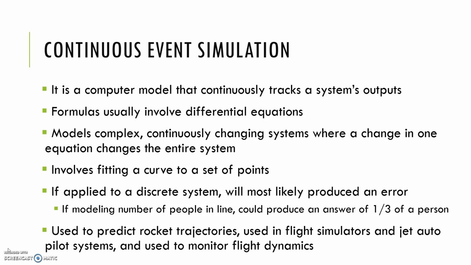It involves fitting a curve to a set of points, and if it's applied to a discrete system, it will most likely produce an error. So if you're modeling number of people in line, it could produce an answer of 1/3 of a person, which obviously doesn't make any sense. It's used to predict rocket trajectories, used in flight simulators and jet autopilot systems, and used to monitor flight dynamics.